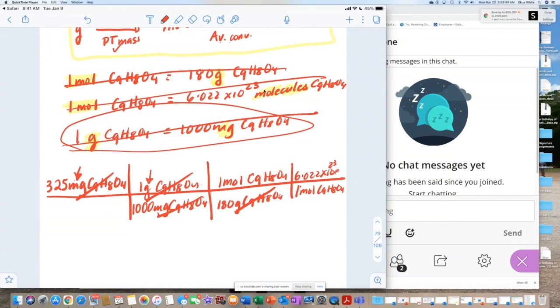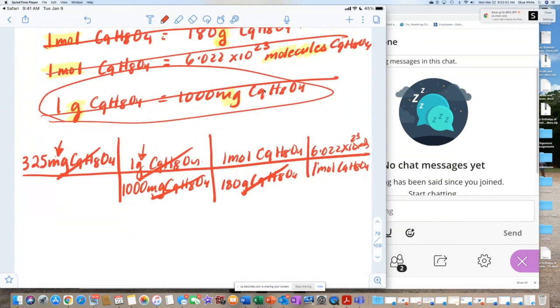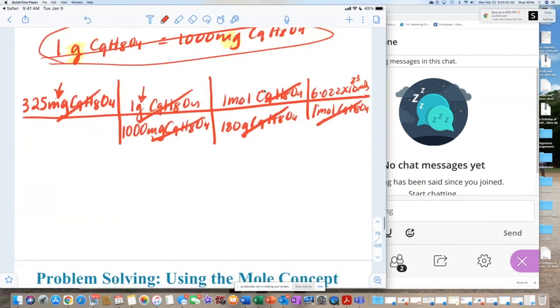And then here I have the word molecule, but I don't have any room. So over here, imagine this is molecules. Everything cancels out except for the last word. So I know when I work it out, I'll get some number, and then the unit will be molecules of C9H8O4. Now all I have to do is multiply all the numerator numbers, divide by the denominator number, and I get my answer. So 325 times 1 times 1. I could leave the ones out.